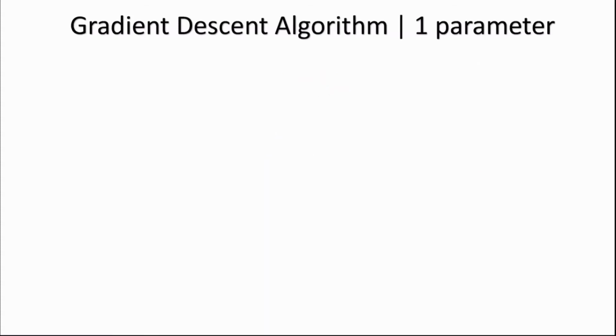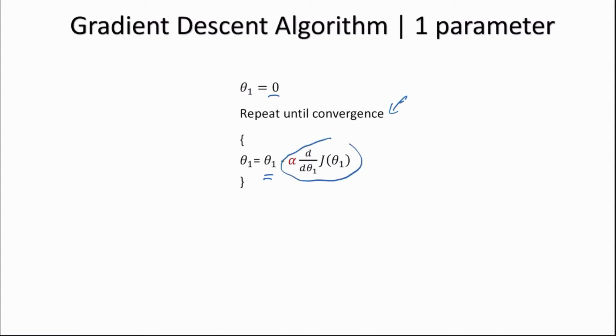The gradient descent algorithm with just one parameter is as follows. We initialize theta 1 to 0, and we repeat until convergence. What that means is essentially we repeat until we find a minimum point. So we're updating theta 1 by setting it equal to the previous theta 1, which in this case would be 0, and then we update it by minus alpha times our derivative function. Alpha here is what's called our learning rate, which I'll be going through later. And the derivative of our cost function with respect to theta 1 was shown on the previous slide.